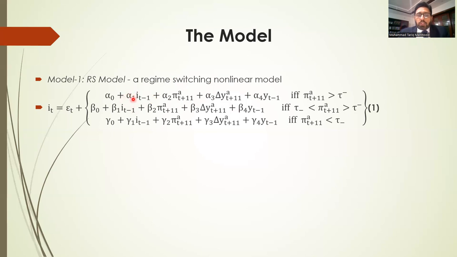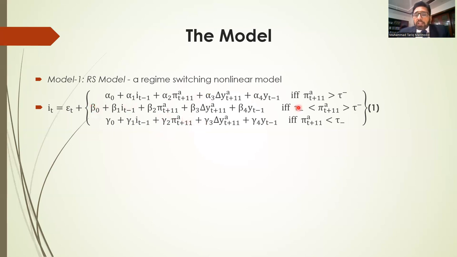This alpha 1 would represent the interest rate smoothing behavior of the central bank. Alpha 2 captures how the monetary policy will respond to any changes that are taking place in the expected inflation or future inflation. And then alpha 3 represents how the output gap is being responded to by the central bank.